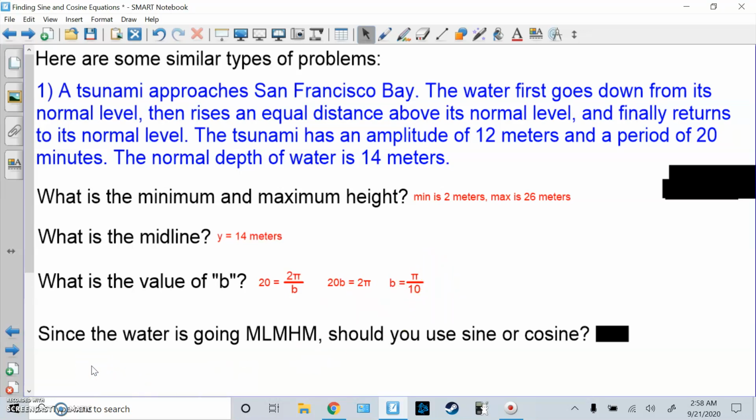Next question, if the water's in middle, low, middle, high, middle, should you use sine or cosine? I'll give you a second. You should use sine, and actually you should use negative sine because we're going middle, low into the middle, high.